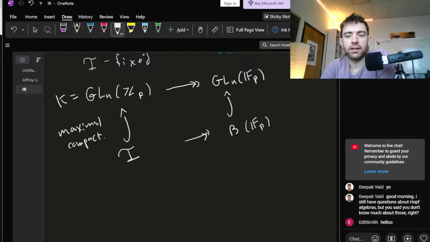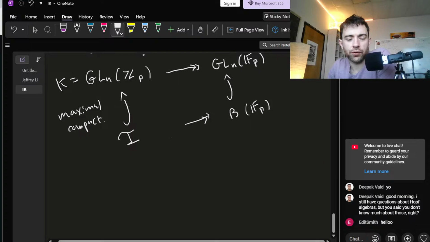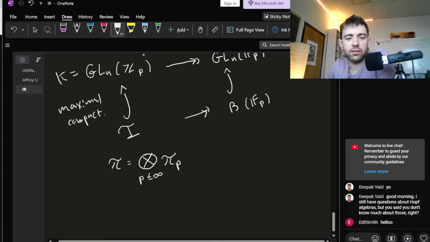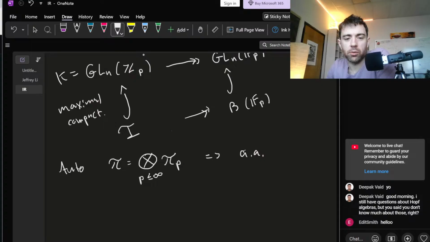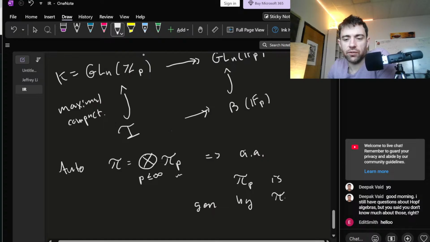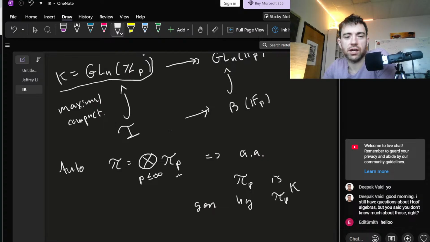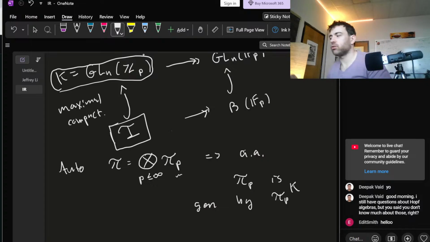And so actually, something maybe worth mentioning is in the theory of automorphic forms or automorphic representations, they're roughly some kind of tensor product of representations. You've got a real one and then one for each of the p-adics. And if this is an automorphic representation, it implies that almost all, so all but finitely many p, will have the property that this is generated by its K-fixed vectors. So an even stronger thing than being generated by its Iwahori fixed vectors.